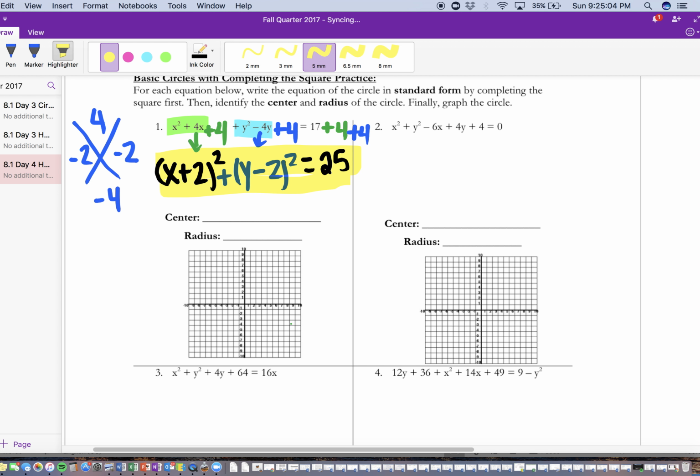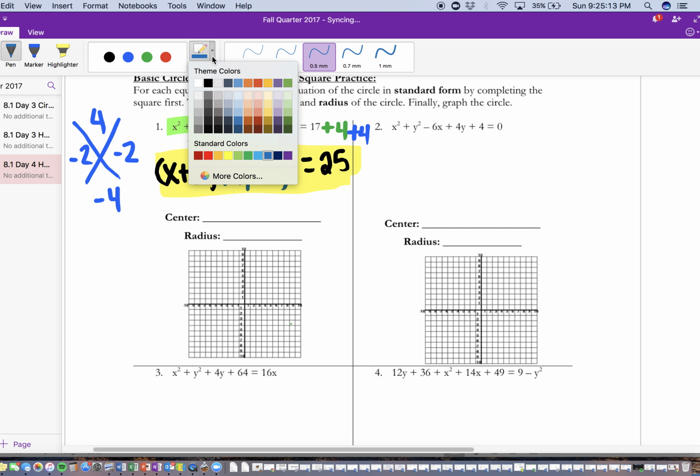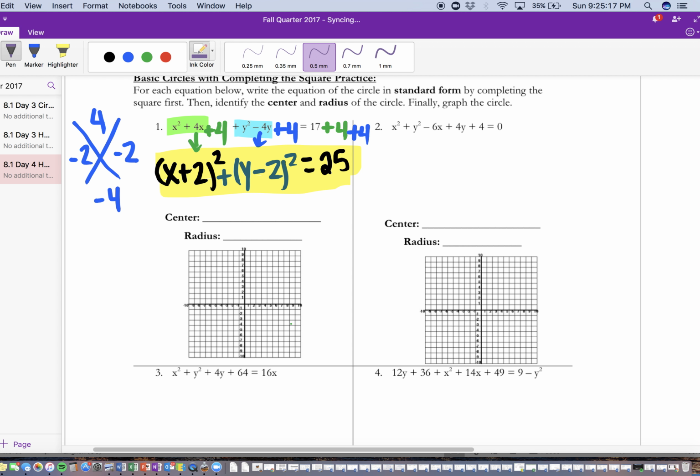Then I can go from here and easily identify what is the center and what is the radius of my circle. So the center of my circle, that's given by the h comma k. So here, the h value, what's the opposite of positive 2? That is negative 2. So I know the h value will be negative 2. And the k value is the opposite of negative 2, which is positive 2, right?